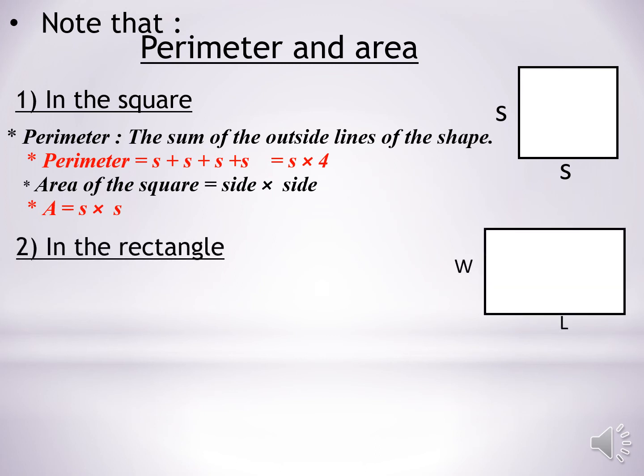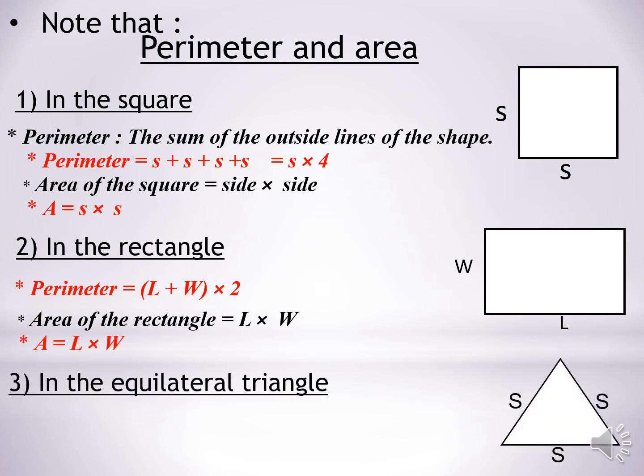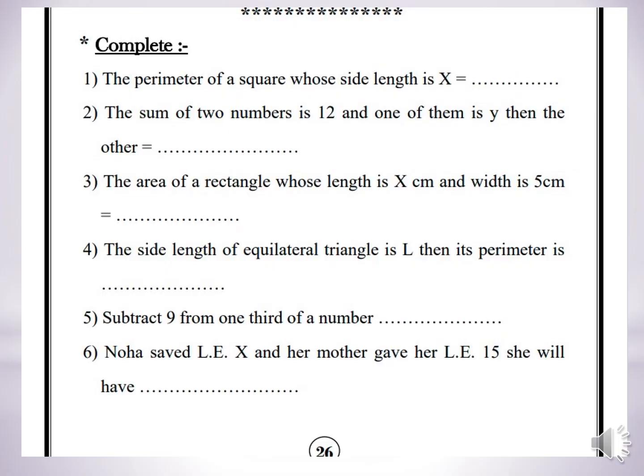In the rectangle, this is the length and the width. The perimeter of the rectangle is length plus width, times 2. And the area of the rectangle is length times width. Area equals length times width. In the equilateral triangle, all its sides are equal, so its perimeter is s plus s plus s, or s times 3. Okay.